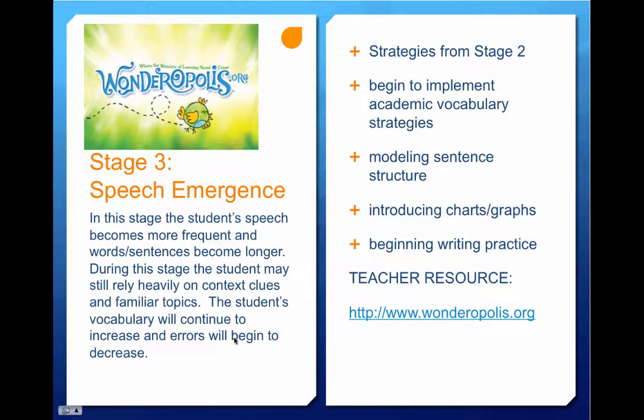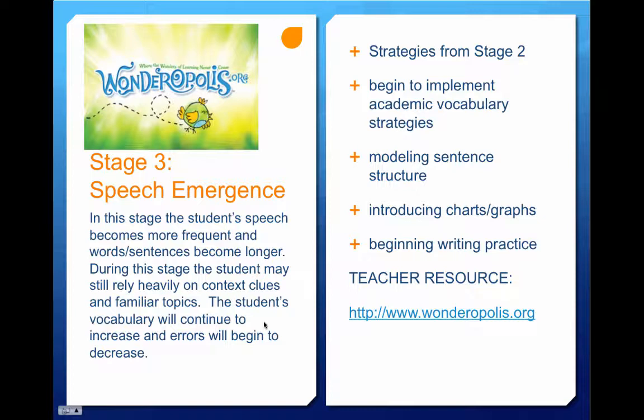Now let's go to stage 3, which is the speech emergence stage. In this stage, the student's speech becomes more frequent and words and sentences become longer. This is the stage that teachers become comfortable with. It's during this stage the students may still rely heavily on context clues and familiar topics, but the student's vocabulary will be larger. It will continue to grow.